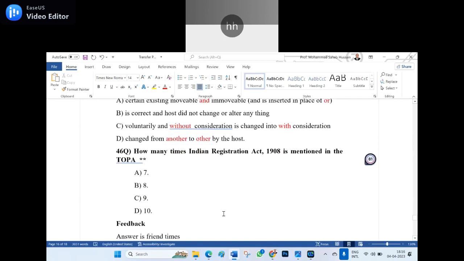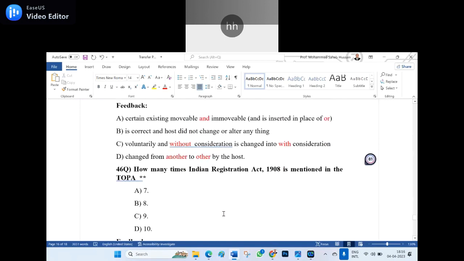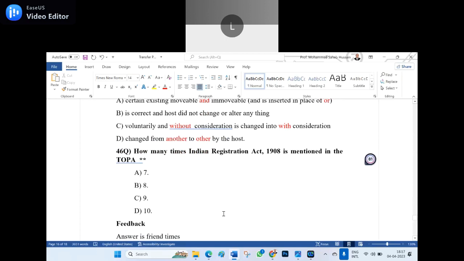46th question. How many times is the Indian Registration Act 1908 mentioned in the TOPA? A. 7 times. B. 8 times. C. 9 times. D. 10 times. Indian Registration Act, how many times? A. 7 times. Answer is 7 times. You are right.